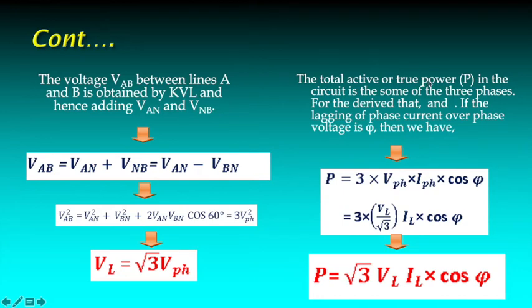The characteristics of a star connection can be summarized as follows. Line voltages are 120 degree apart from each other. Line voltage is 30 degree ahead of the respective phase voltage. The angle between line current and corresponding line voltage is 30 plus phi degree with current lagging. And another point is line current equals phase current and line voltage equals root 3 phase voltage.